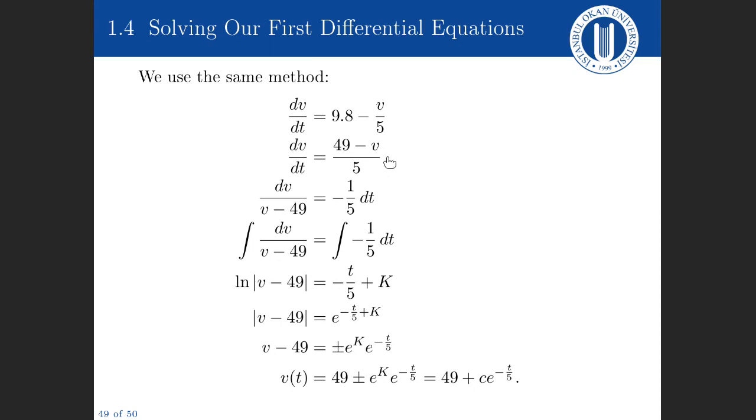Then I move v minus 49 to the left and dt to the right. Why am I keeping the minus sign on the right? Just so that the left side is easier to integrate. I don't want to be worrying about minus signs on the left while I'm doing my integration. So I'm keeping the minus sign on the right. Now I've separated the variables. I have v terms on the left, and I have all of the t terms on the right. If we can do this, if we can separate the variables, then we're allowed to integrate the equation.